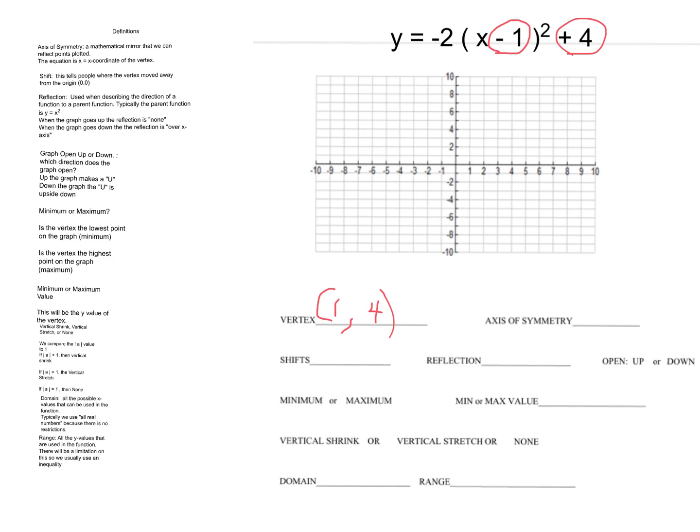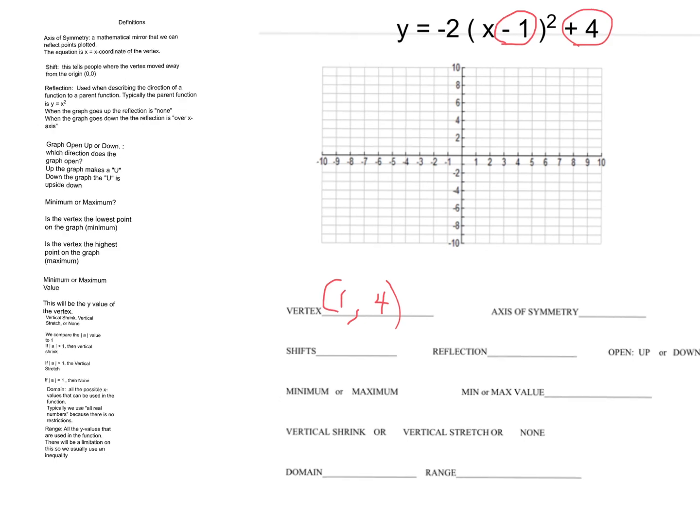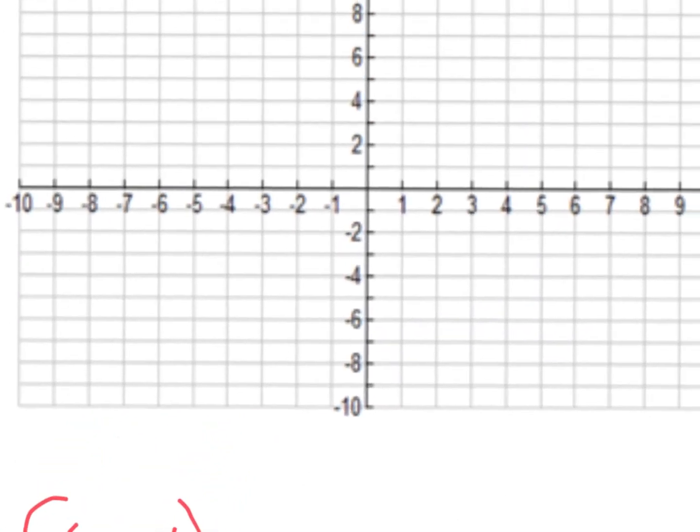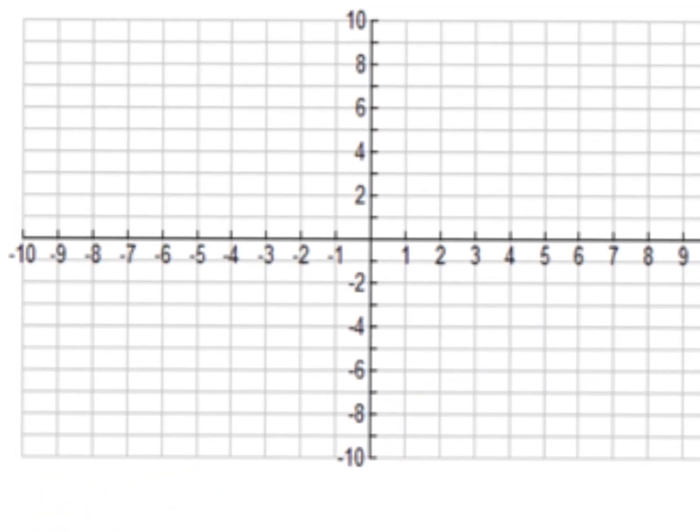Alrighty, so now let's graph that up. So we're going to graph the coordinate 1, 4. Okay, so 4, boom, right there. Okay, let's draw on our axis of symmetry.